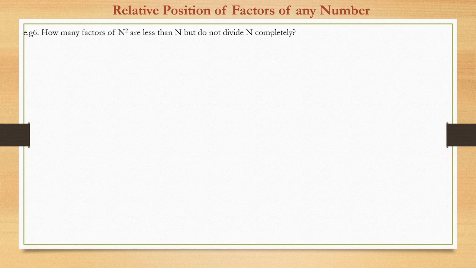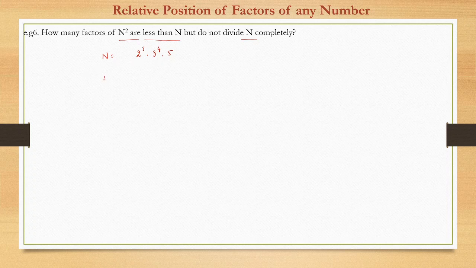Now this is a question here. How many factors of n square are less than n but do not divide n completely? So let us take some value of n. Let's decide n is equal to 2 raised to power 5 into 3 raised to power 4 into 5.